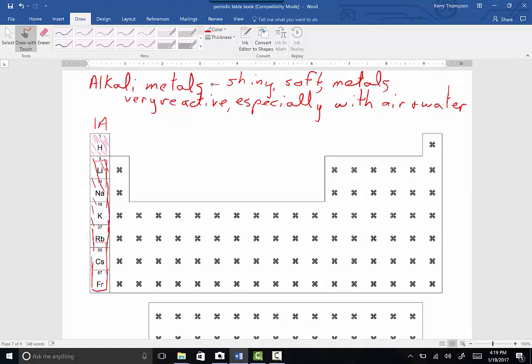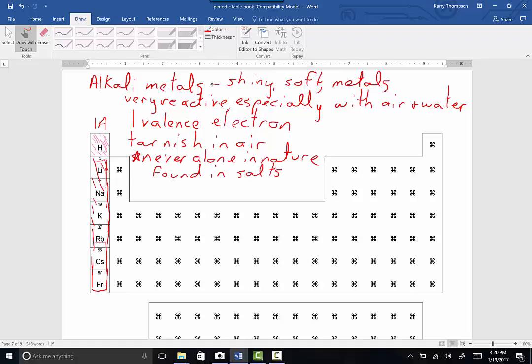Because they are in group 1A, I'm sure by now you have guessed that they have 1 valence electron. They tarnish in air, those that don't explode. They are found in salts in nature. They are never alone in nature. And they also have very low densities.